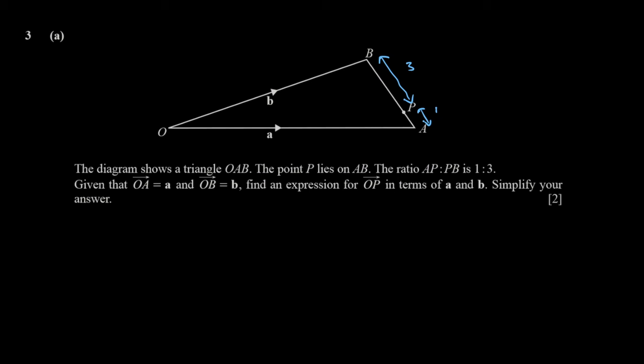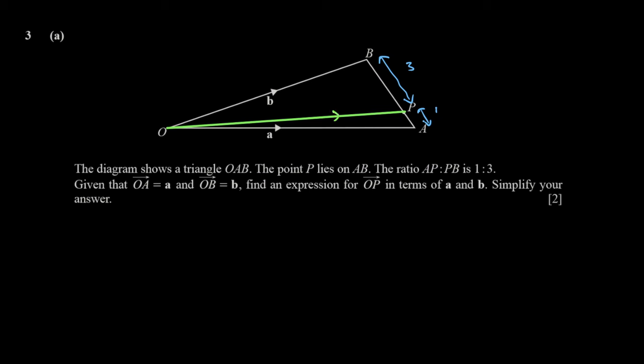What that means is that going from A to P is a quarter of going from A to B, right? So this distance, going from there to there, is a quarter of that whole thing there. Now, given that OA is equal to a and OB is equal to b, find an expression for OP. So we want to find the position vector of P. In other words, we're being asked to find that thing there.